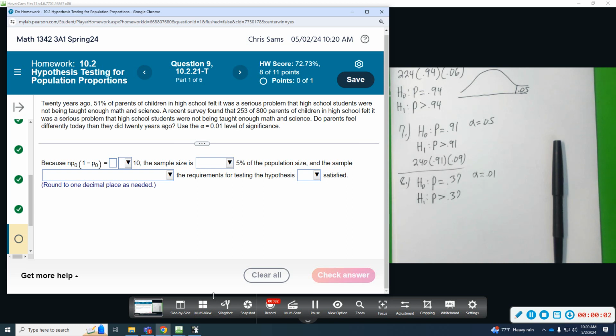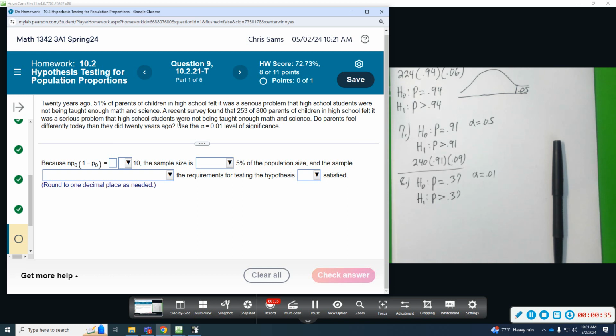Number 9. 20 years ago, 51% of parents of children in high school felt it was a serious problem that high school students were not being taught enough math and science. A recent survey found that 253 of 800 parents of children in high school felt it was a serious problem. High school students were not being taught enough math and science. Do parents feel differently today than they did 20 years ago?